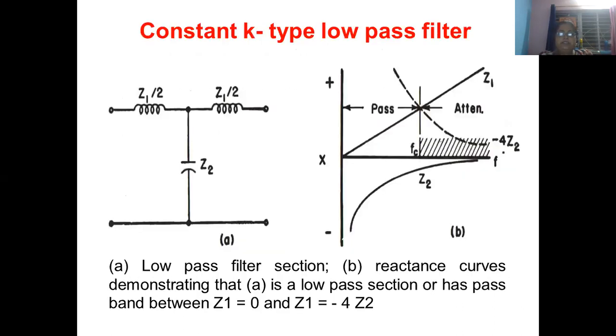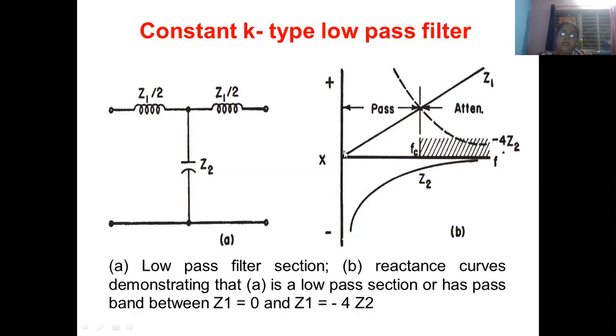This is the constant K-type low-pass filter. We have made this constant K-type low-pass filter using the T network, where we have connected two series arms and one shunt arm. In the series arms, we have connected inductors and in the shunt arm, we have connected the capacitor. This is the reactance curve, which shows the first band, from frequency 0 to Fc, is the pass band, and when F is greater than Fc, there will be a stop band.